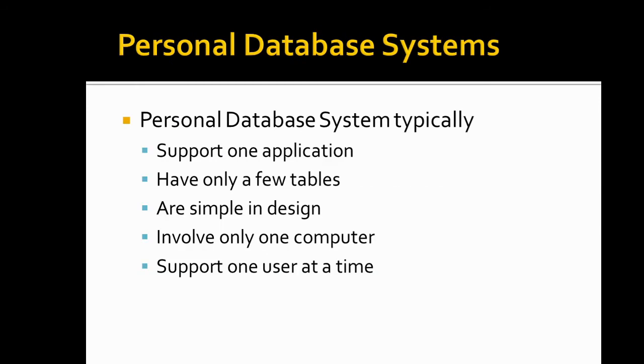We also have what we call personal database systems. A personal database system typically supports one application, has only a few tables, is simple in design, involves only one computer, and supports one user at a time. So usually we use this if we're trying to develop something, and we can first use the personal database before we make use of the production database.